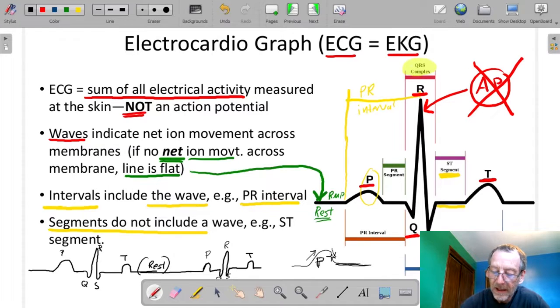But as we'll see, the atria are still contracted at this point. So this is not repolarization on the EKG, not repol. Okay? It's not an action potential. It's showing the net movement of ions. If ions enter and then they stop entering, we're back to the flat.